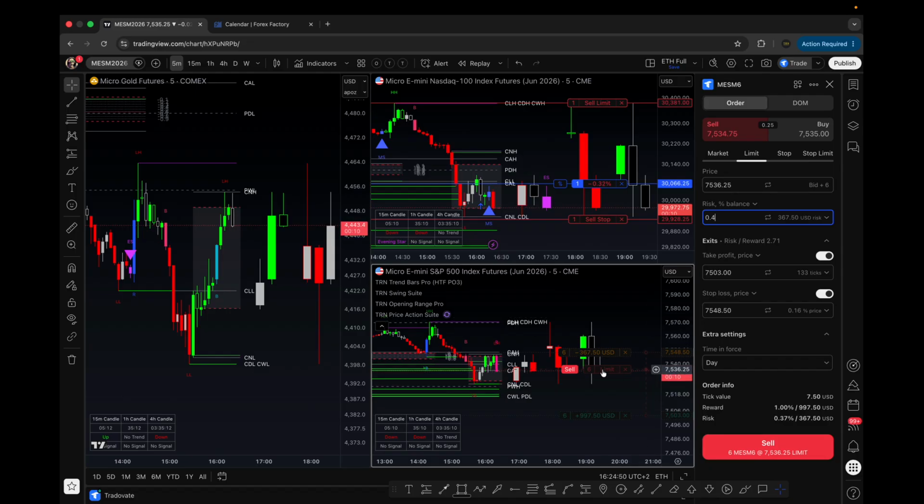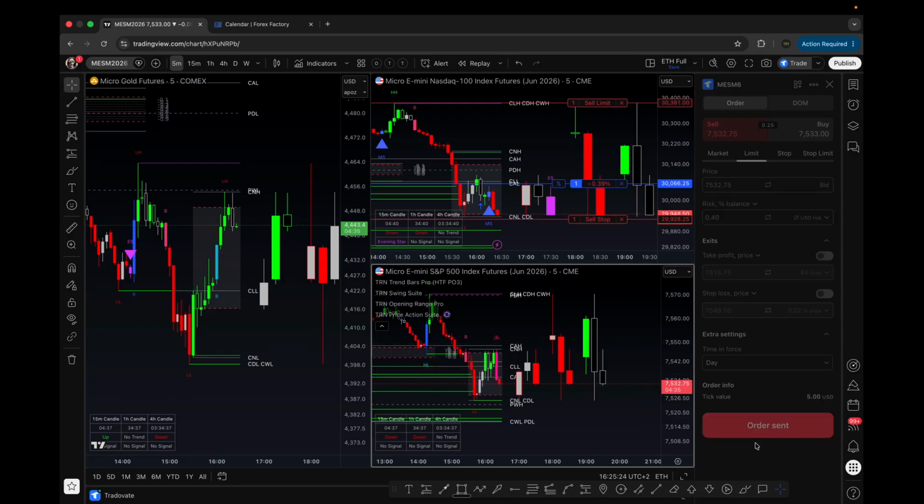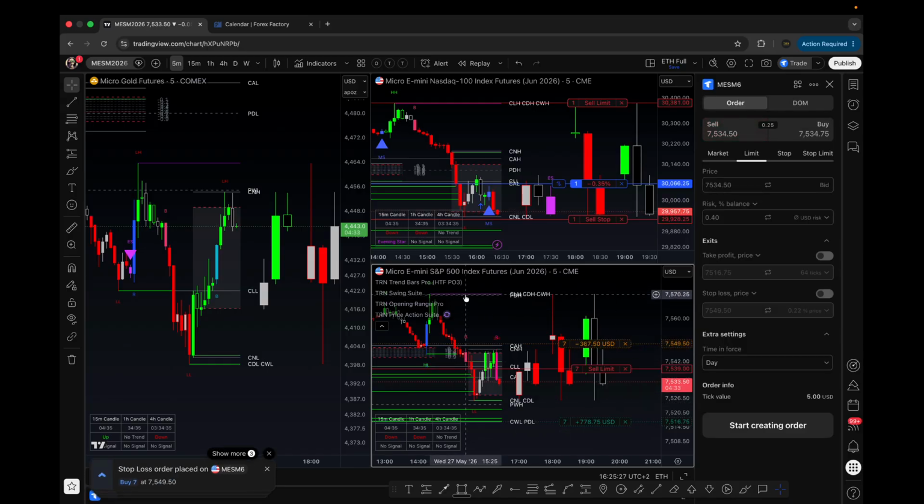Again, risking $400 here above, and the target is here. And then we need a 2-to-1 risk reward ratio, so we need to enter with something like this, the low of the previous candle. Let's see if we get there. It's just a limit order, so let's see if it even gets triggered.